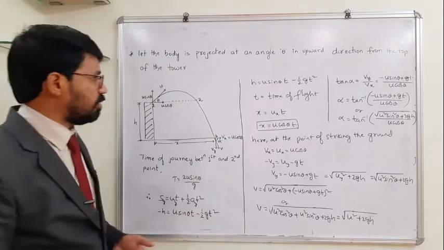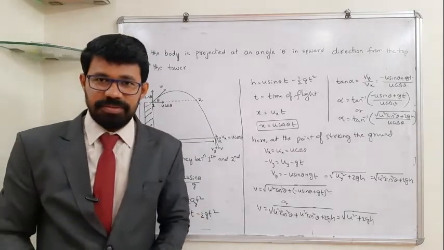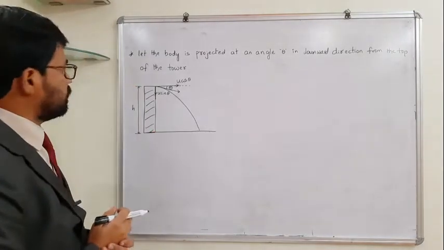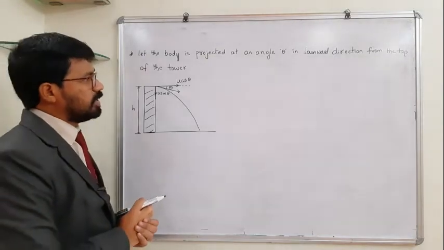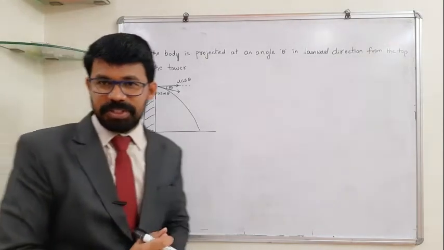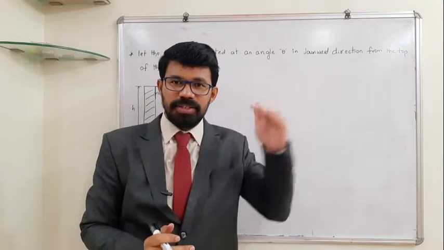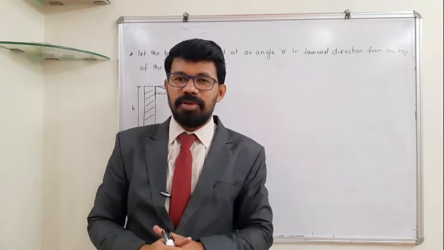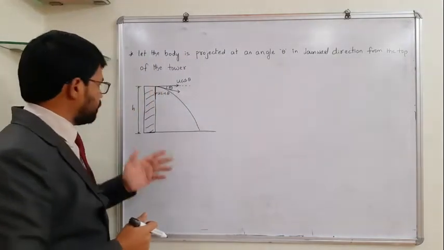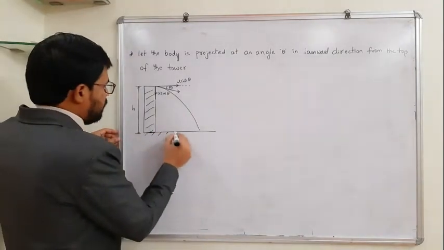So let us proceed with one more possible situation. Okay, now let us talk about this case. Now the body is projected at an angle theta in the downward direction. Earlier it was projected at an angle theta in the upward direction. Now at an angle theta it is projected in the downward direction. Okay, so this is how the situation looks.